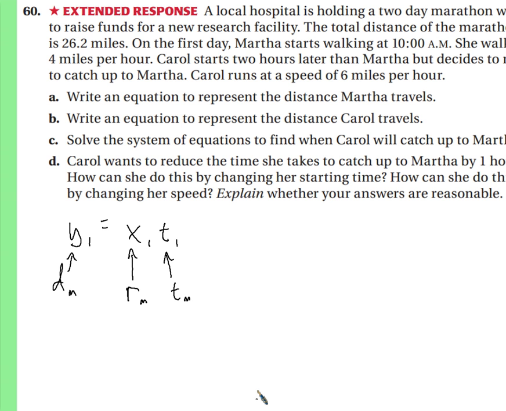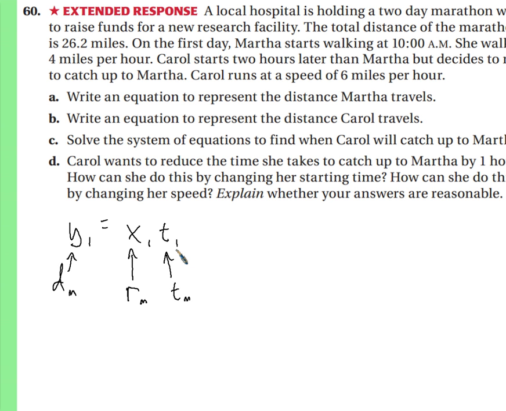Distance equals rate times time. Who's ever heard that before? That's a legit formula that gets used all the time. Distance equals rate times time. So your equation may have different variables in it, but this is as bare bones as it gets, as mathematical as it gets. The output of the first function, Martha's distance given her time, is equal to her speed times her time.